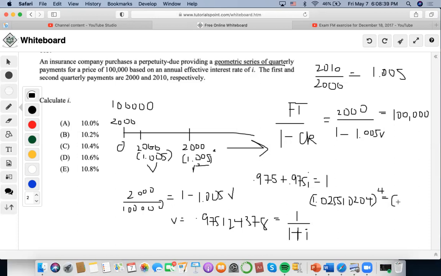There are quarterly payments occurring in 1 year. So I'll do 1 plus 0.0255100204 to the power of 4, minus 1. And I'm going to end up getting i equal to 0.10601, so it's 10.6 or so, which makes it answer D.